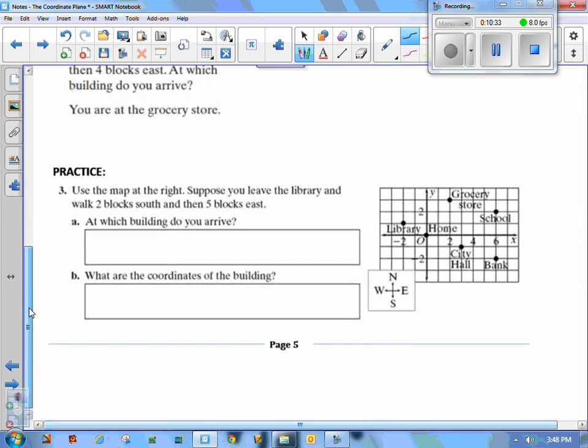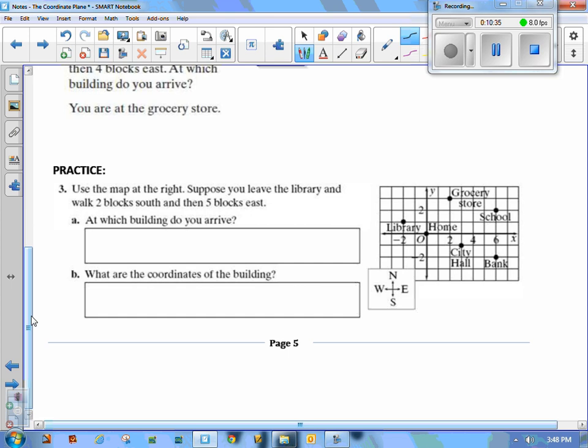Using this map, they want you to answer these 2 questions, and we'll go ahead and do both of these together. It says use the map at the right, and suppose you leave the library and walk 2 blocks south. So here's the library. South then is going to be down. We walk 2 blocks, 1, 2, and then we're going to walk 5 blocks east. 1, 2, 3, 4, 5. At which building do you arrive? And when we get done, you will notice we were at City Hall.